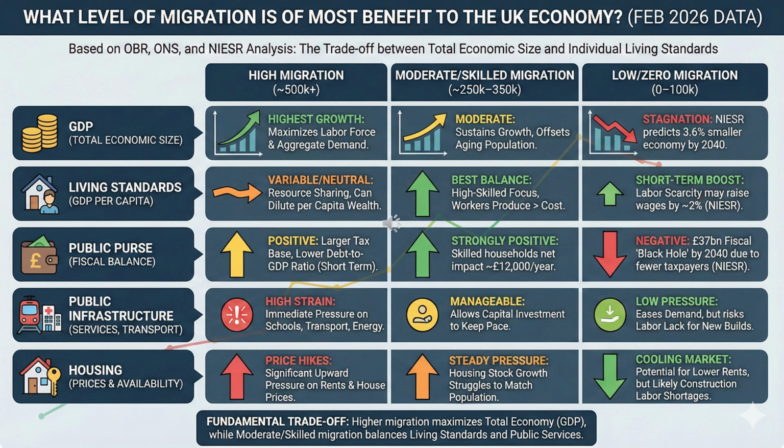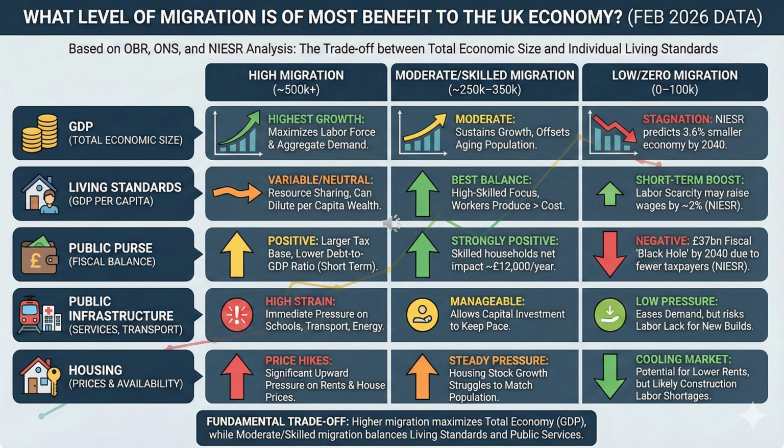Effect on living standards. High migration can be variable or neutral. More people sharing resources can dilute GDP per capita. Moderate migration is the best balance. High-skilled focus ensures workers produce more than they cost. Low migration results in a short-term boost. Scarcity of labor may raise individual wages by around 2%, NIESR.